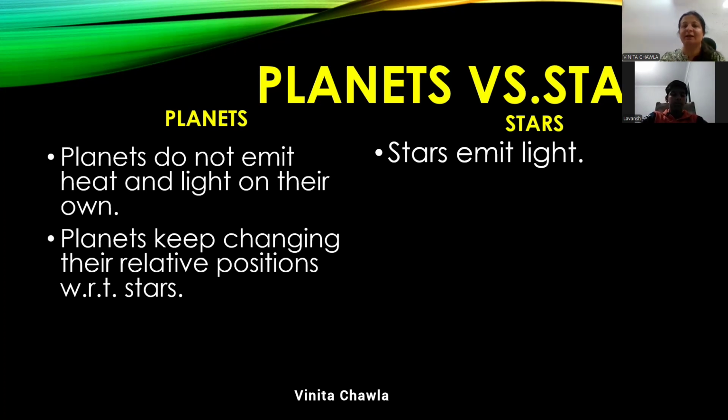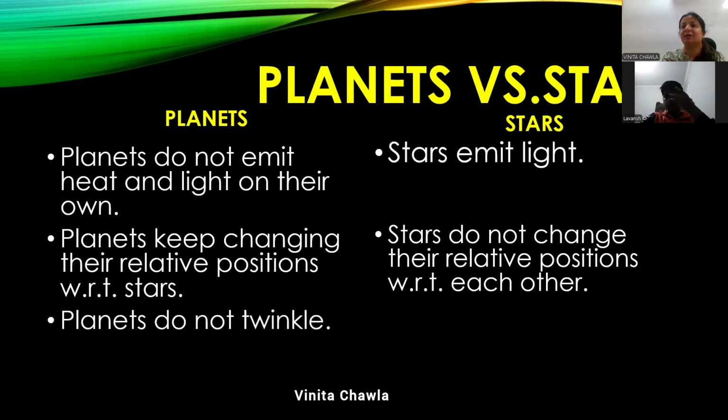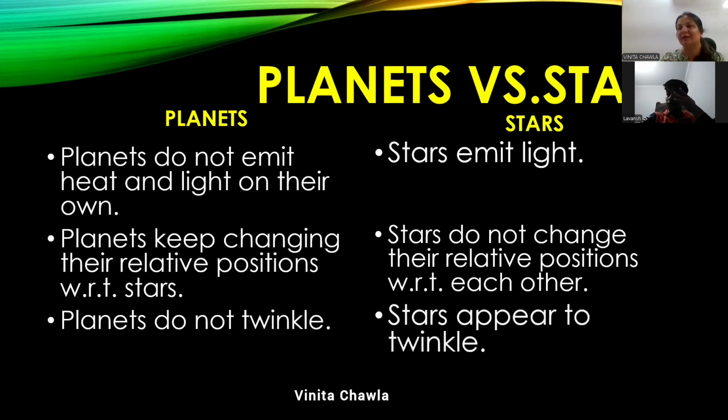The second difference is that planets keep changing their relative position with respect to stars. On the other hand, stars do not change their relative positions with respect to each other. The third difference is that planets do not twinkle. On the other hand, stars appear to twinkle at night. This twinkling of stars is because of atmospheric refraction, one of the phenomena of light that you'll be studying in class 10.